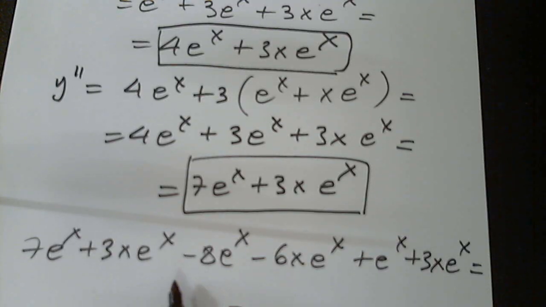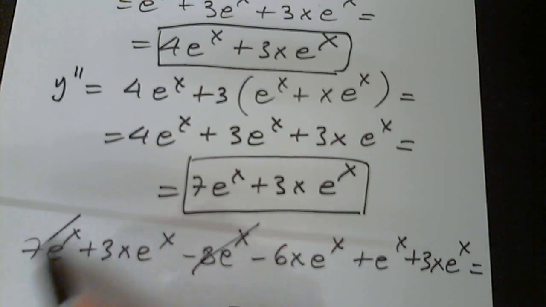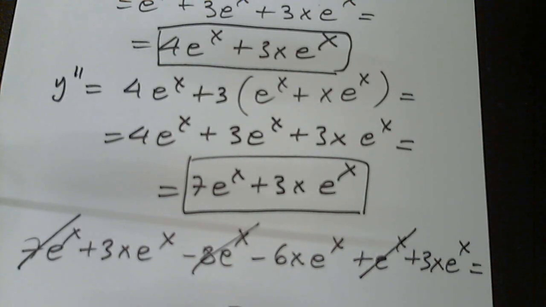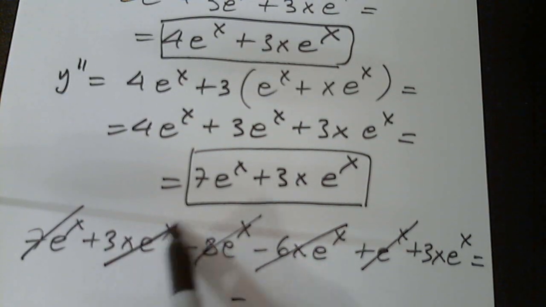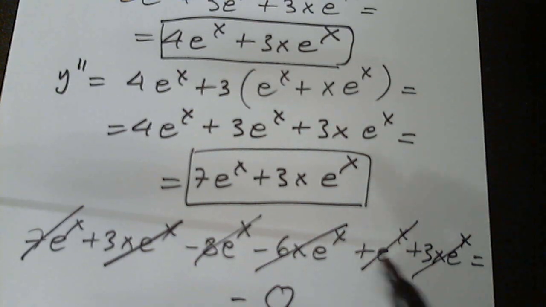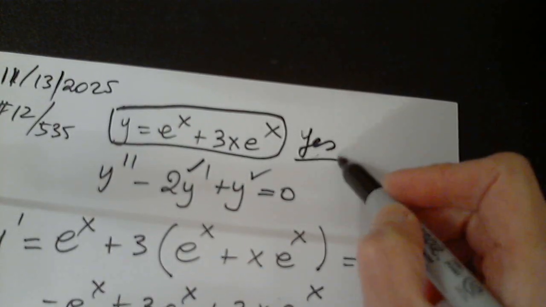So, 7 e to the x minus 8 e to the x plus 8 e to the x, these are gone. 3x e to the x plus 3x e to the x is 6x e to the x, 6x e to the x minus 6x e to the x, gone, 0. So I go back and I say yes.